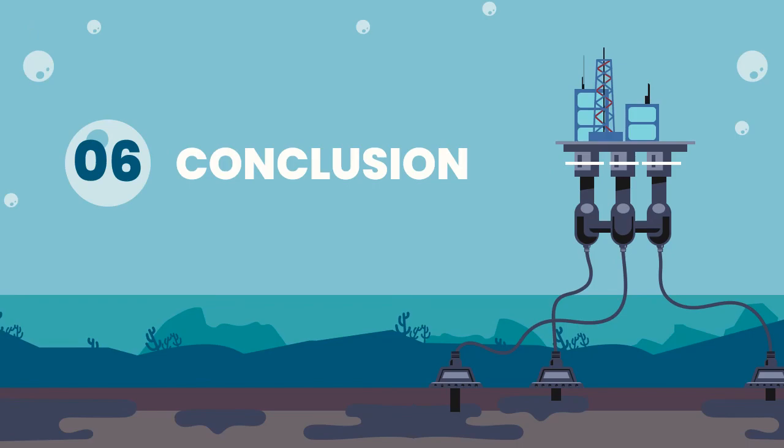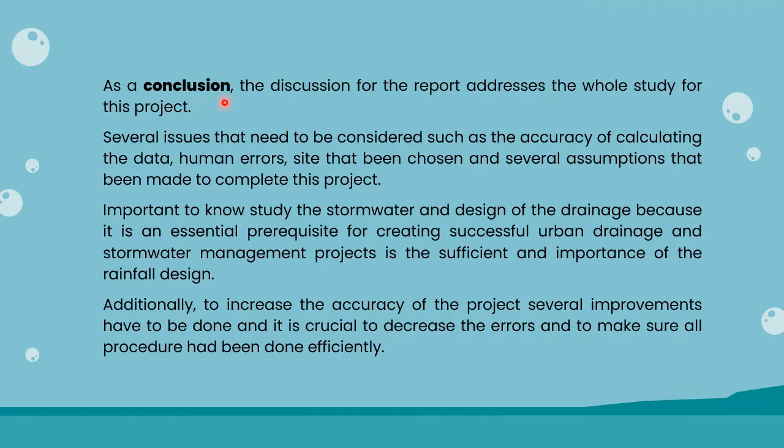Lastly, conclusion. As a conclusion, the discussion for the report addresses the whole study for this project. Furthermore, several issues need to be considered, such as the accuracy of calculating the data, human errors, the site that has been chosen, and several assumptions that have been made to complete this project. It is important to study stormwater and the design of drainage because it is an essential prerequisite for creating successful urban drainage and stormwater management projects.